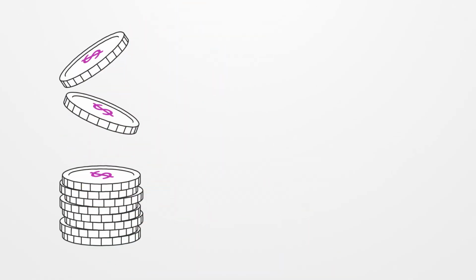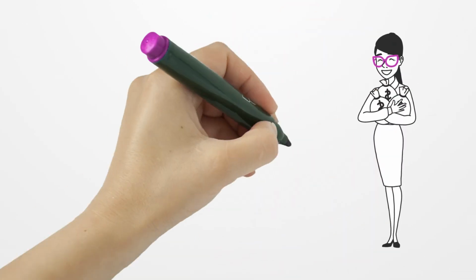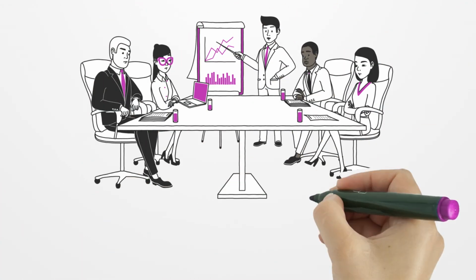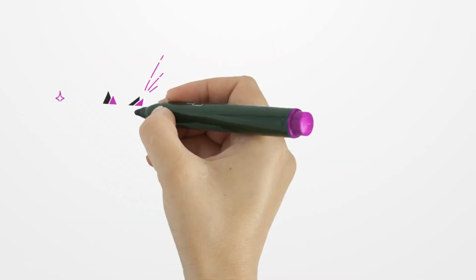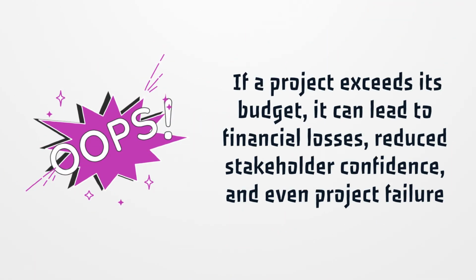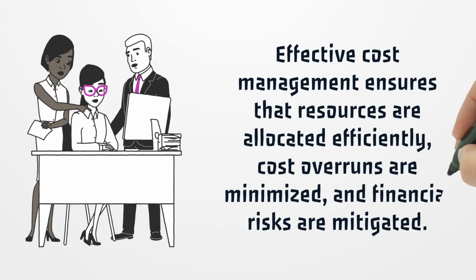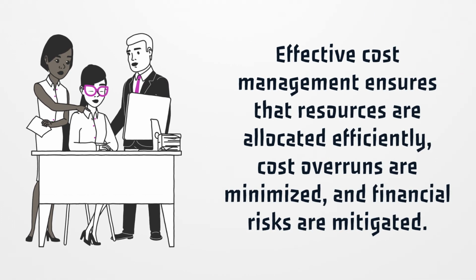In today's class, we will be learning project cost management. Introduction to project cost management. Project cost management is one of the most crucial aspects of project management. It involves estimating, budgeting, monitoring, and controlling costs to ensure the project is completed within the approved financial plan. If a project exceeds its budget, it can lead to financial losses, reduced stakeholder confidence, and even project failure. Effective cost management ensures that resources are allocated efficiently, cost overruns are minimized, and financial risks are mitigated.